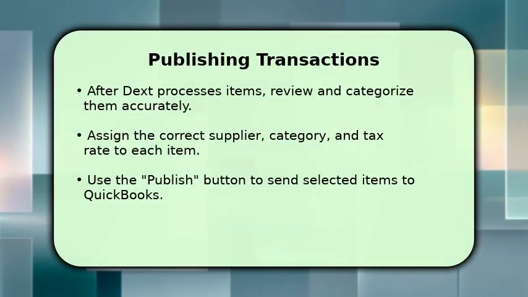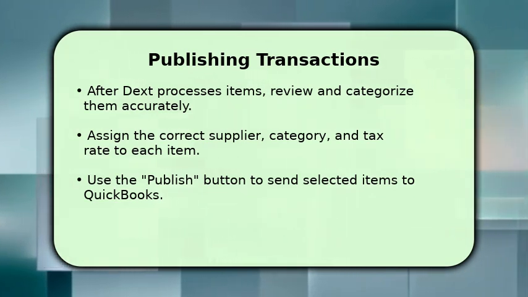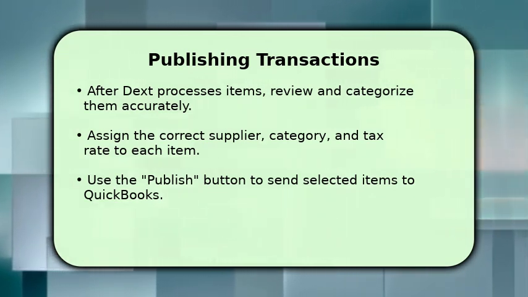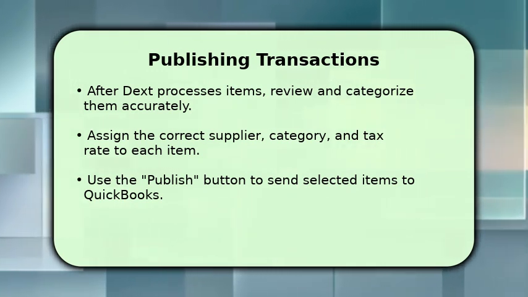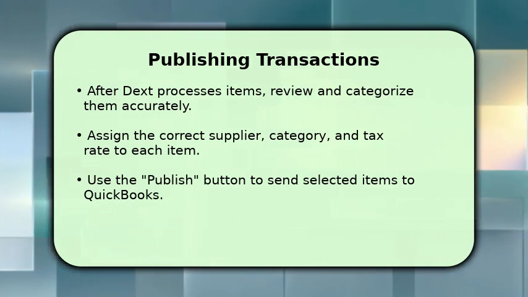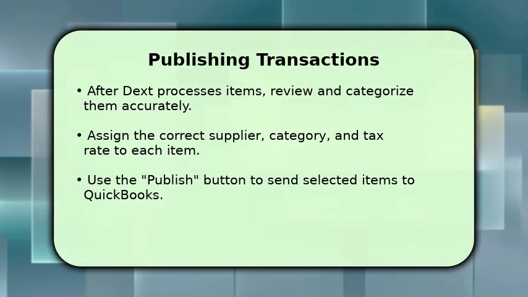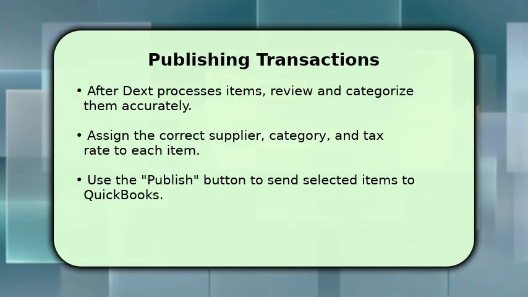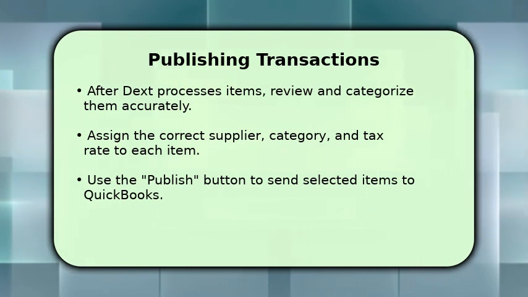Once your items are processed in Dext, it is crucial to review and categorize them accurately. Take a moment to assign the correct supplier, appropriate category, and the precise tax rate to each item. After this review, simply use the Publish button to send your selected items directly to QuickBooks. These transactions will then appear in your QuickBooks account as either bills, expenses, or invoices, depending on their nature.